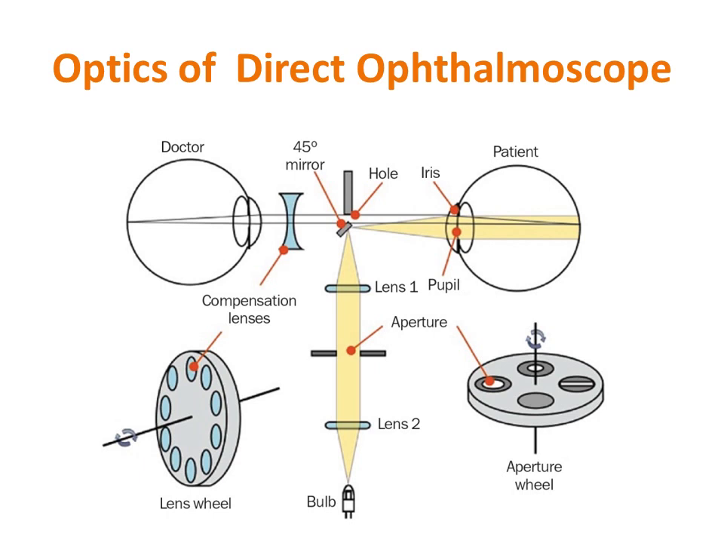These compensation lenses are nothing but the lenses which have to be used according to the refractive error that is present in the patient. If the patient is having minus power, you have to turn this lens wheel into minus powers. And if the patient is having hypermetropia, you have to turn the lens wheel into plus powers. There is an aperture wheel wherein you can adjust the apertures, and the details of the apertures and the filters will be told in the next few slides.